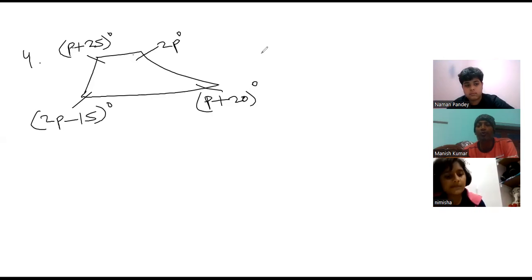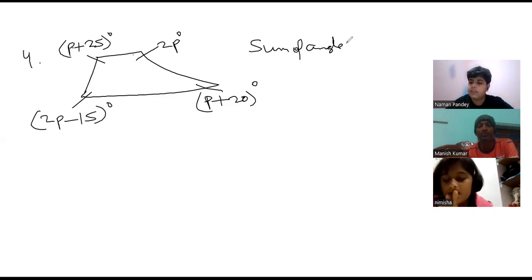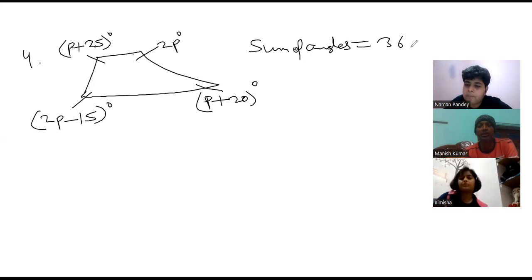Any idea, both of you? So angle sum property. By angle sum property, what will be the sum of all the four angles? 360 degree. Then it was simple if you know this property. Naman, are you aware of this property? Sum of all the angles of a quadrilateral is equal to 360 degree. Then it was not so difficult.